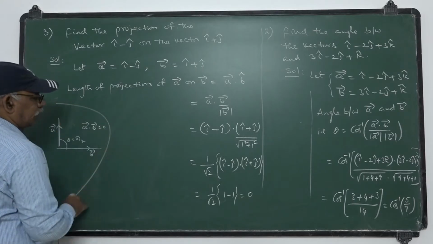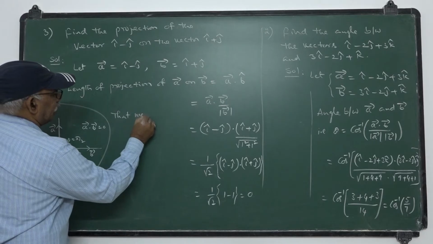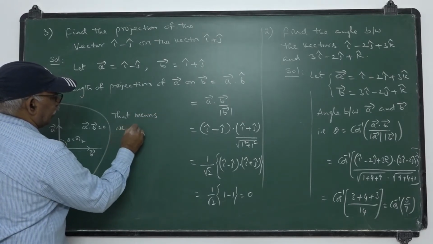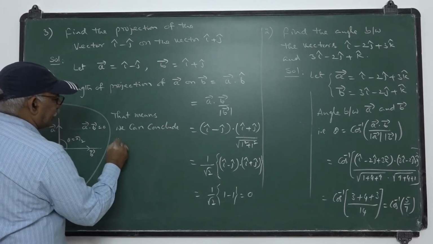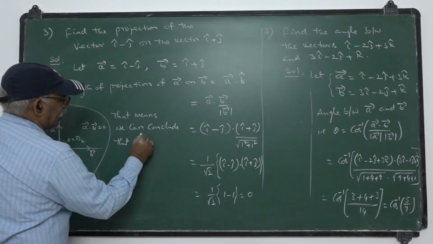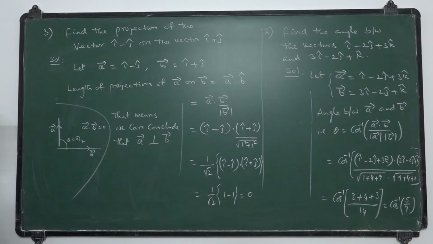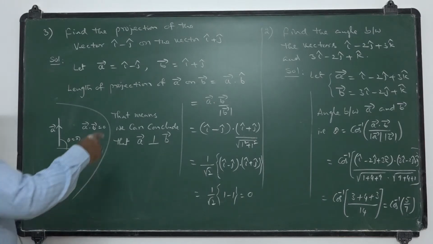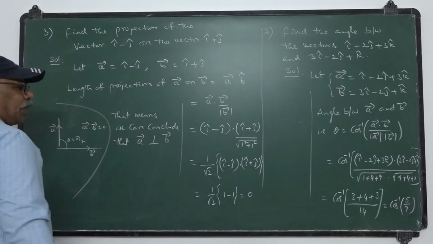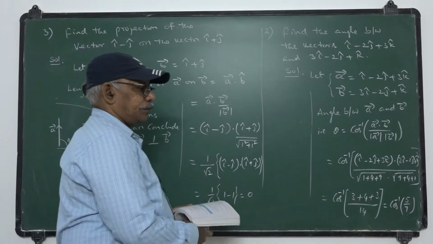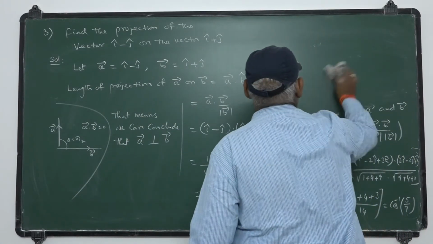That means from this problem we can conclude that A bar is perpendicular to B bar. That conclusion we can give, from the length of the projection of A bar on B bar being 0. Once it is 0, clearly A bar is perpendicular to B bar.